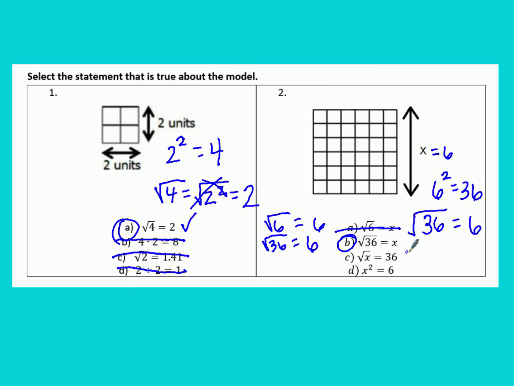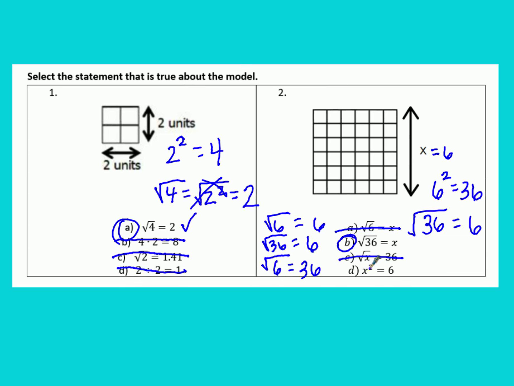If we try the others down here, the square root of x equals 36. If our x is 6, if I say that the square root of 6 equals 36, that doesn't quite make sense because when we're finding the square root of a number, we're looking for two numbers multiplied by themselves to get the number inside the radical. So there is no number that we can multiply by itself to get 6. It's not one of our perfect squares. That's not a true statement.